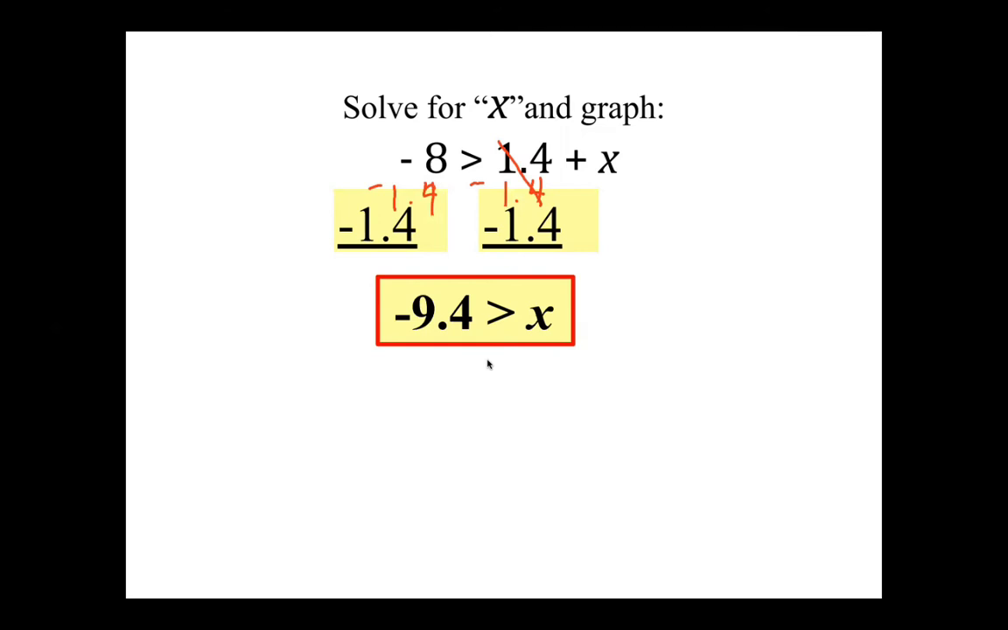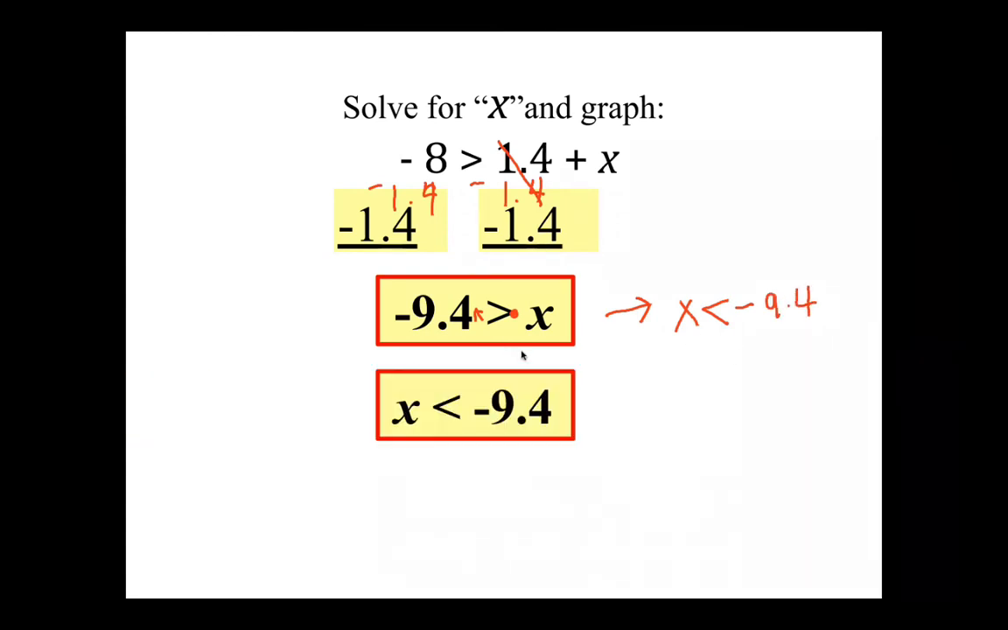Now, before we graph, I like to make sure that the variable is on the left side. In this case, it isn't, so rearrange this. We can see here that the less than area of the inequality symbol is pointing to the x, and -9.4 is the greater than, so x, and then have the pointy side of the inequality facing x, and then -9.4. This is how your inequality should be written to be graphed.